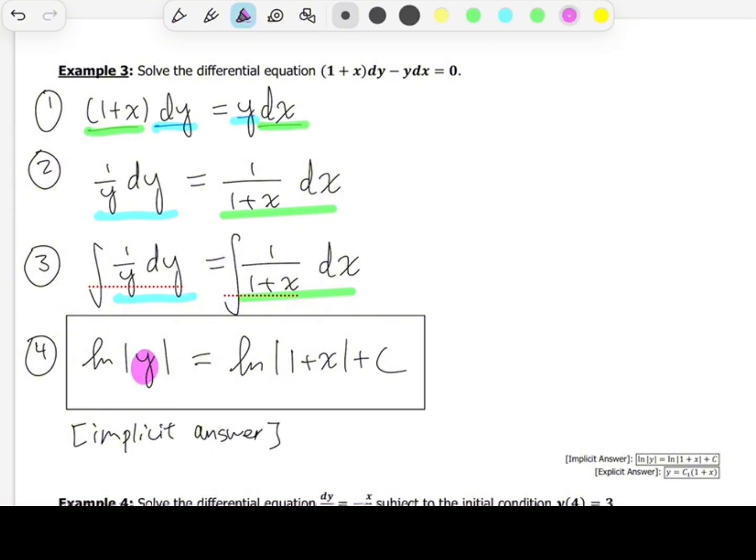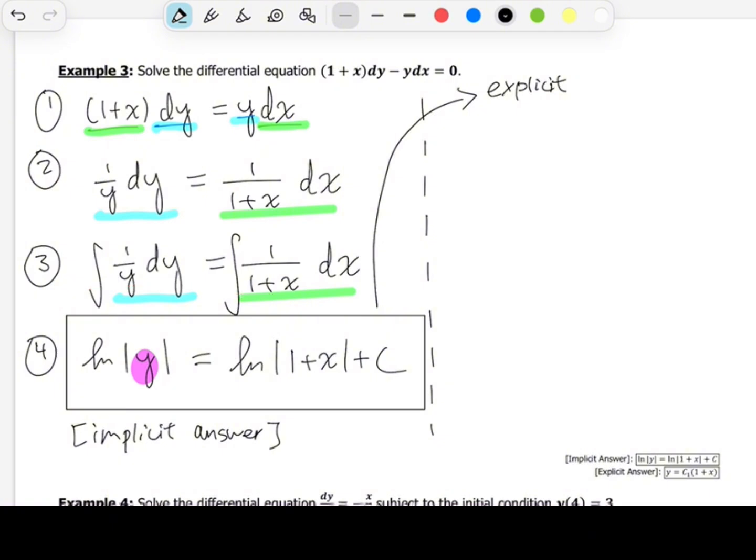We want y to be all by itself to be an explicit answer. So without further ado, let's see how we can get that explicit answer. I'm just going to rewrite our implicit really quick, and I'll show you why in a second. It's because I want to do something to get rid of these pesky ln's. And the first thing that comes to my mind is base e, because if you do e to the ln of y, you see what happens is that this cancels out, and on the left side, we're just left with y all by its lonesome.